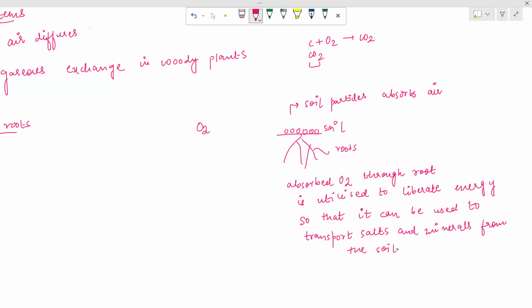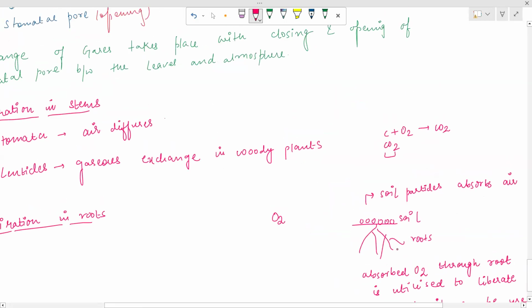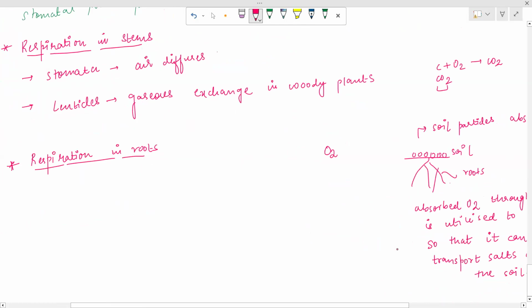Okay, understood how the respiration in roots happens? Yes. Okay, please write it. First, write for the respiration in stems.